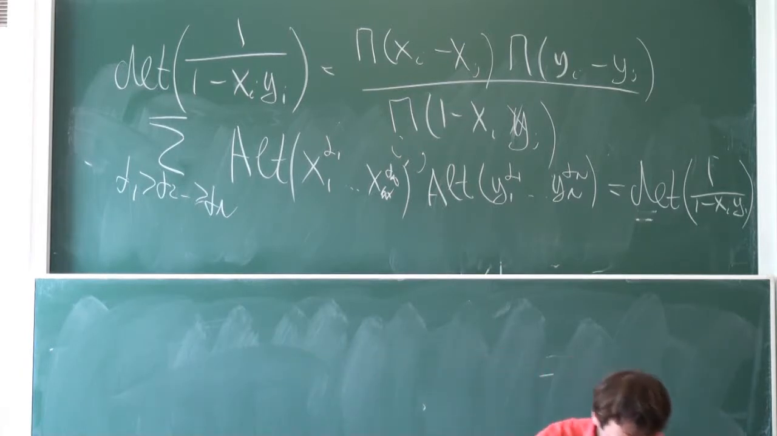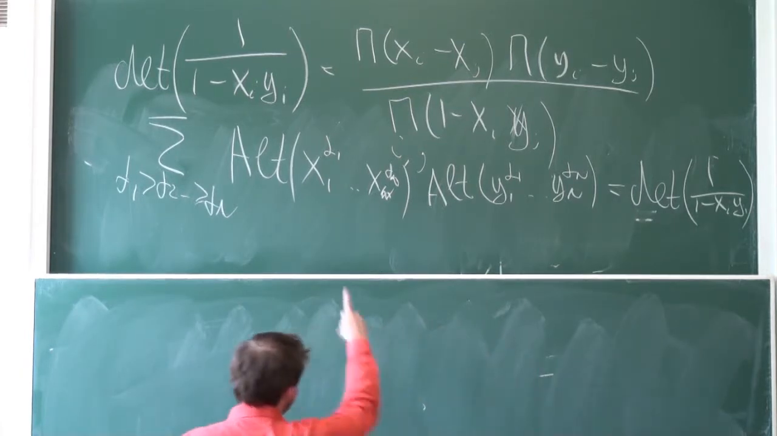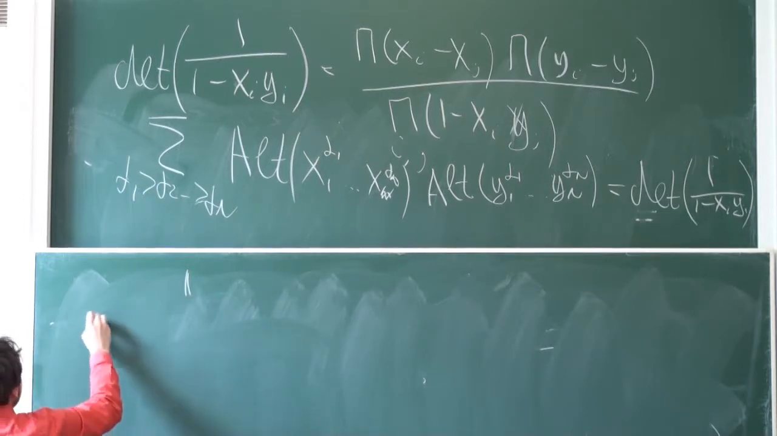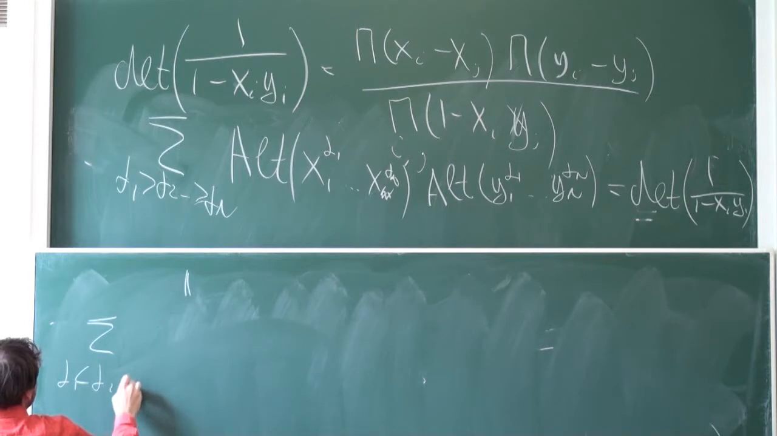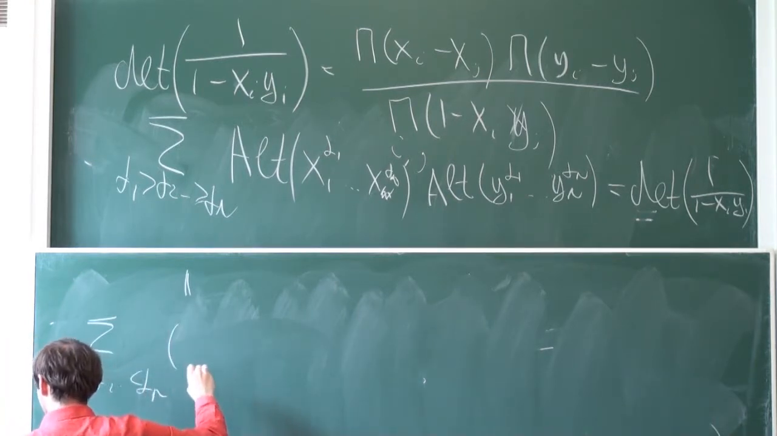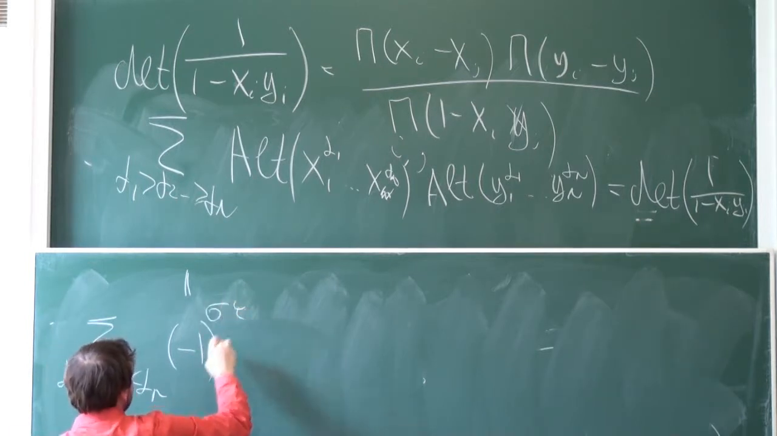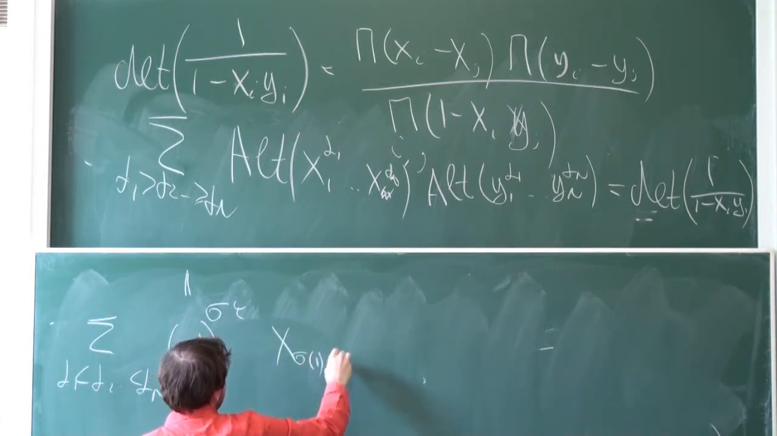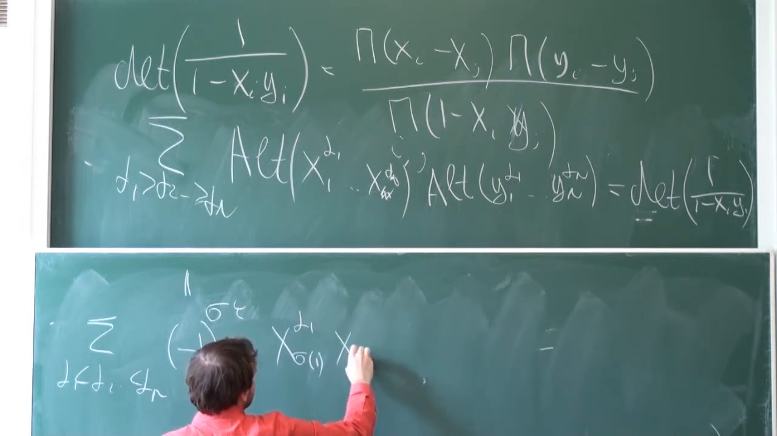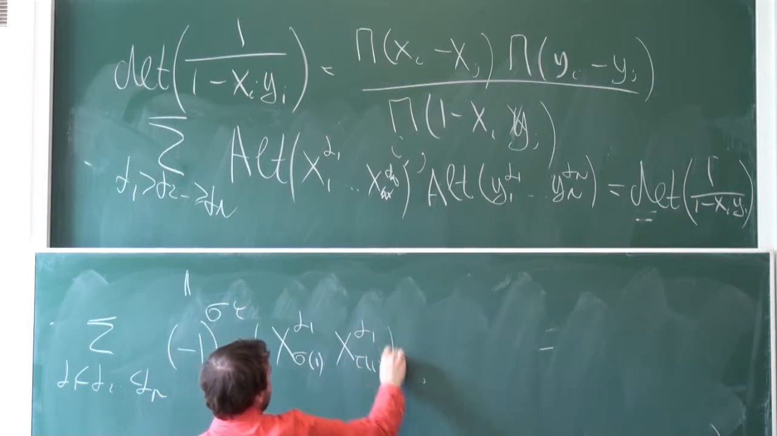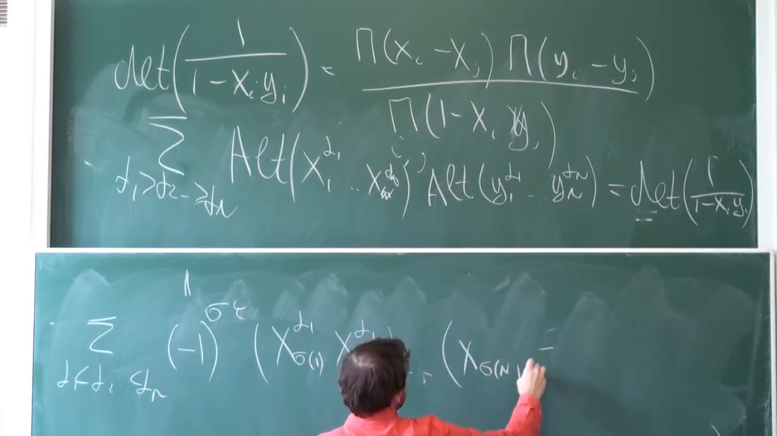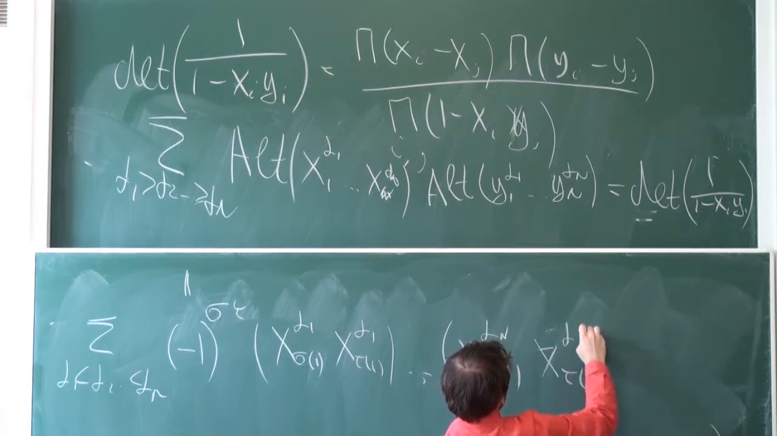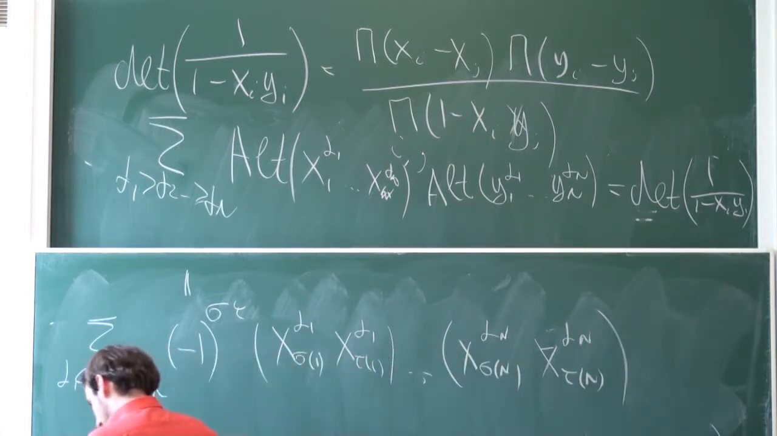Well, what we need here is actually the definition. So, by the definition, the left-hand side is equal to the sum over all lambda 1 alpha n of minus 1 to the power sigma tau, which again means just the number of inversions in sigma tau, times x sigma of 1 x tau of 1 to the power alpha 1 ... x sigma n x tau n to the power alpha n. So this is the left side.